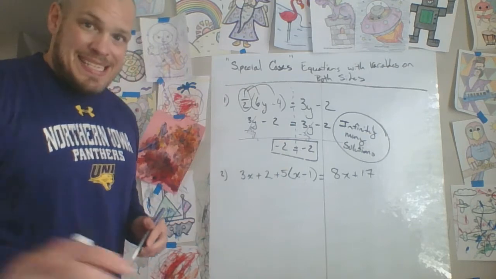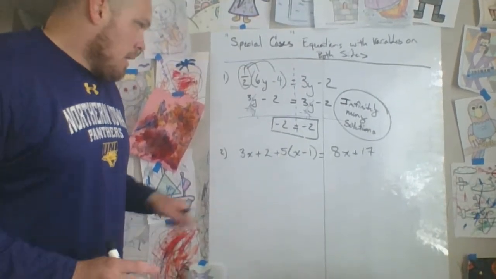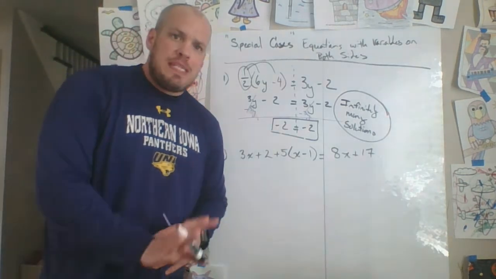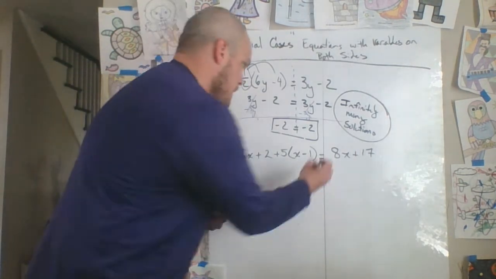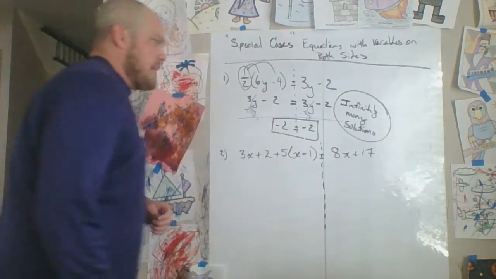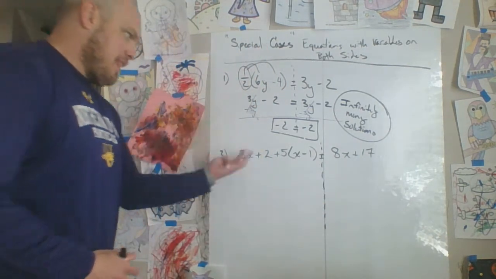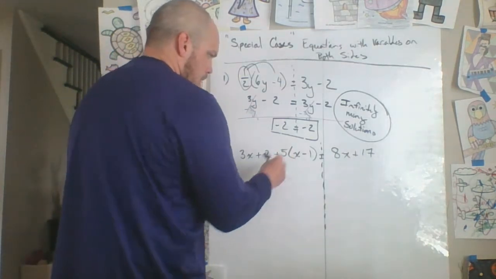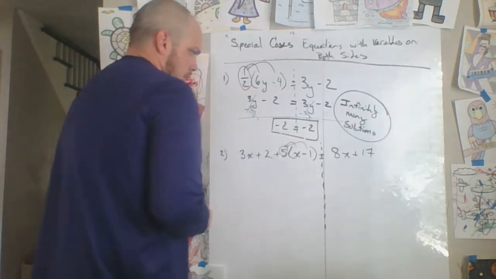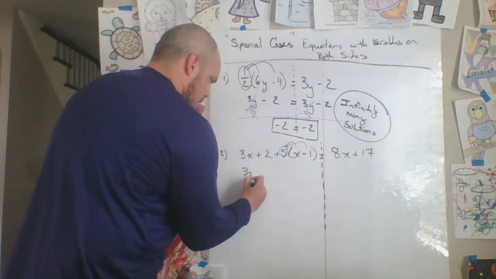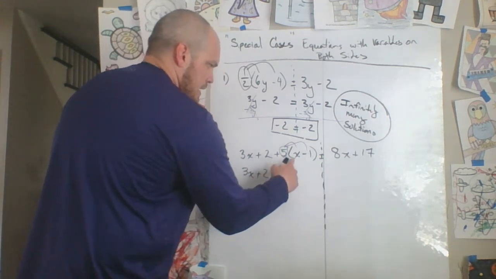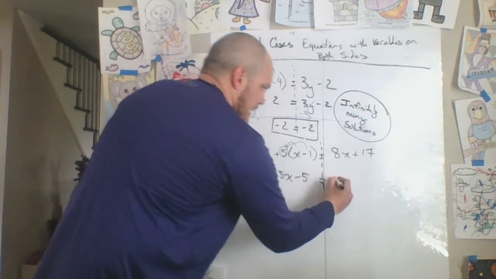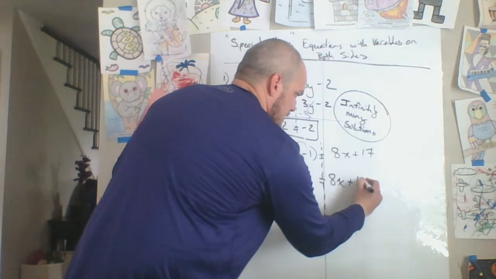Let's go ahead and look at the second case. Now, this equation looks super complex, but it really isn't after we simplify the equation. There's our equal sign. I put my dotted line down. I'm going to simplify the left-hand side. First thing I need to do is distribute. So I'm going to distribute 5 into the parentheses here. 3x plus 2, I can't do anything yet. I get plus 5x minus 5. And on the right-hand side, I get 8x plus 17.